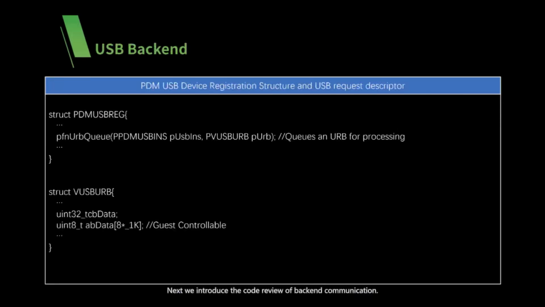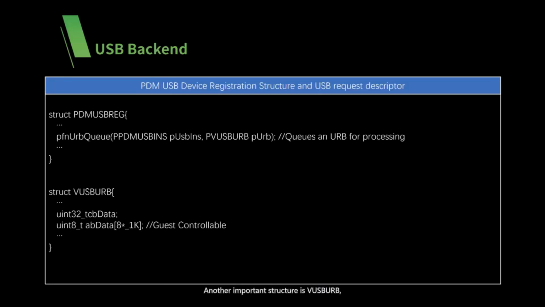Next, we introduce the code review of backend communication. The first is the USB backend. Similar to the device, the USB backend defines the PDMUSBREG structure, which unifies the interface for the USB backend. What we need to focus on is the pfnUrbQueue callback function, and the USB packet sent by the guest is finally processed by this function.